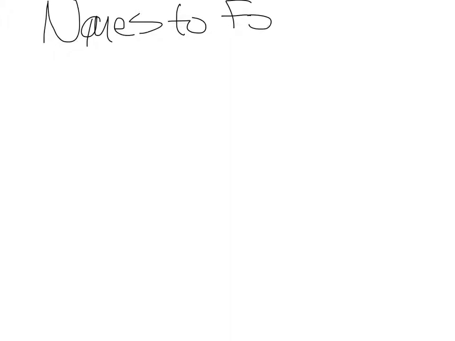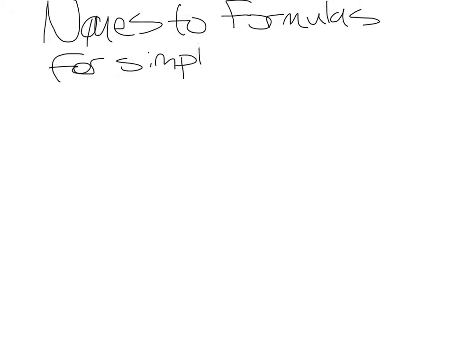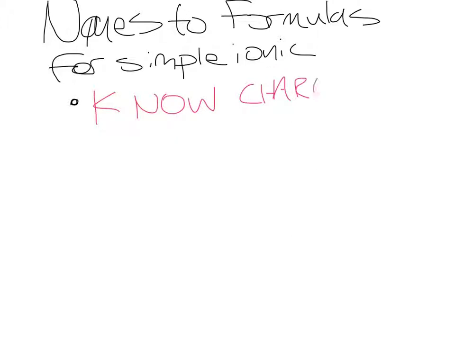Alright, this is going to be names to formulas for simple ionic. So basically, you have the charges on the periodic table. You must know charges for each group.